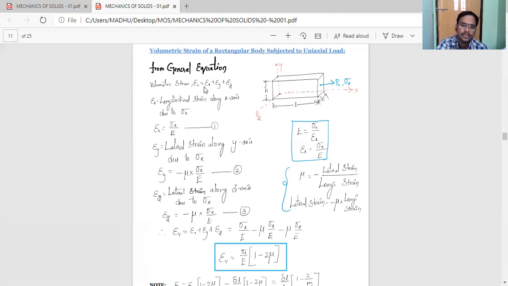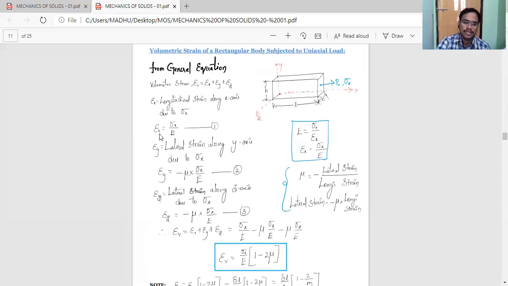Now coming to this numerical and understanding: epsilon V, the volumetric strain, is the change in volume by the actual volume. What is that epsilon V? We are going to discuss it now. The volumetric strain epsilon V is epsilon x plus epsilon y plus epsilon z. So if we are able to find expressions for these three, then after adding them, we will get a final expression.